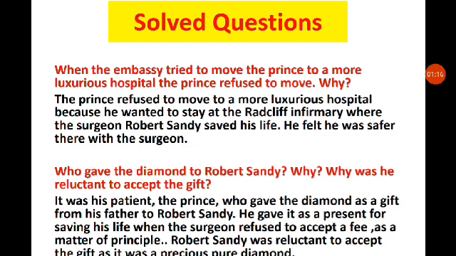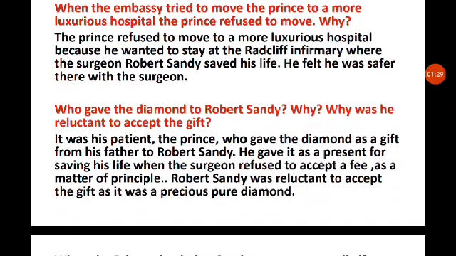Now, next question. Who gave the diamond to Robert Sandy? Why was he reluctant to accept the gift? It was the patient, the prince, who gave the diamond as a gift from his father to Robert Sandy. He gave it as a present for saving his life when the surgeon refused to accept a fee. As a matter of principle, Robert Sandy was reluctant to accept the gift as it was a precious pure diamond.